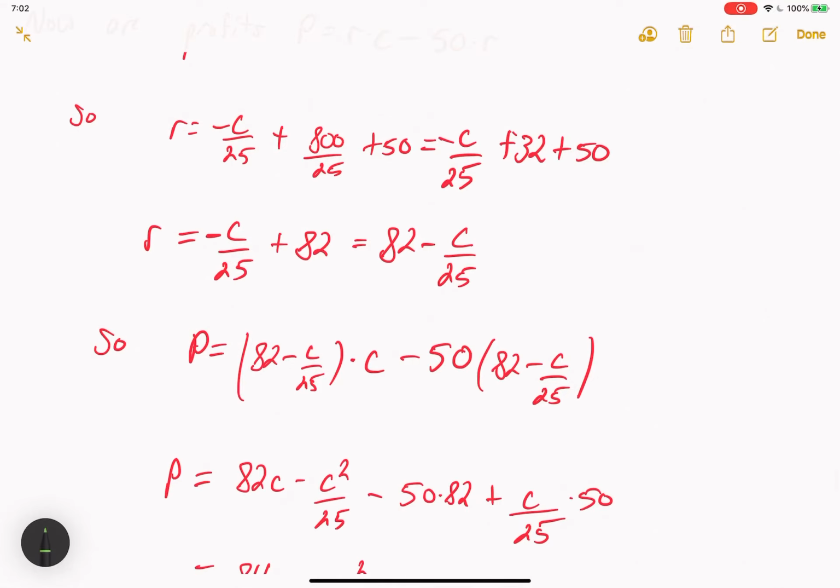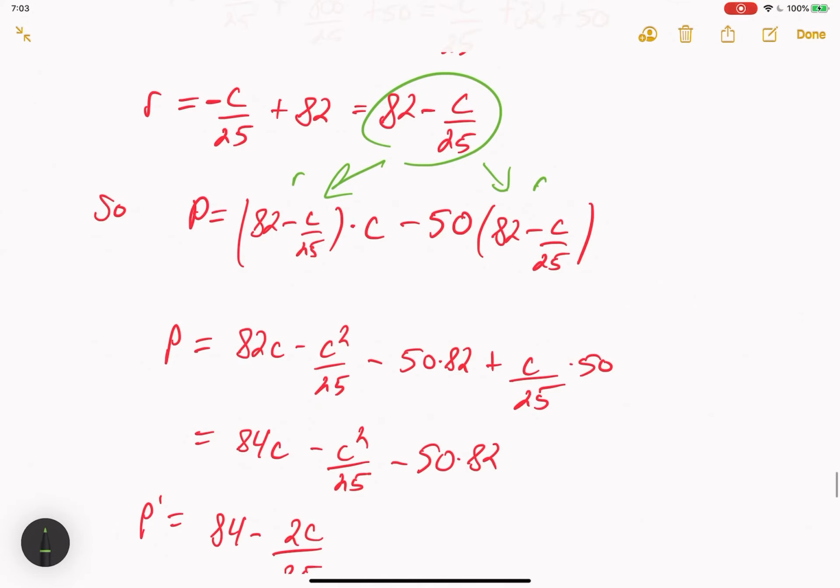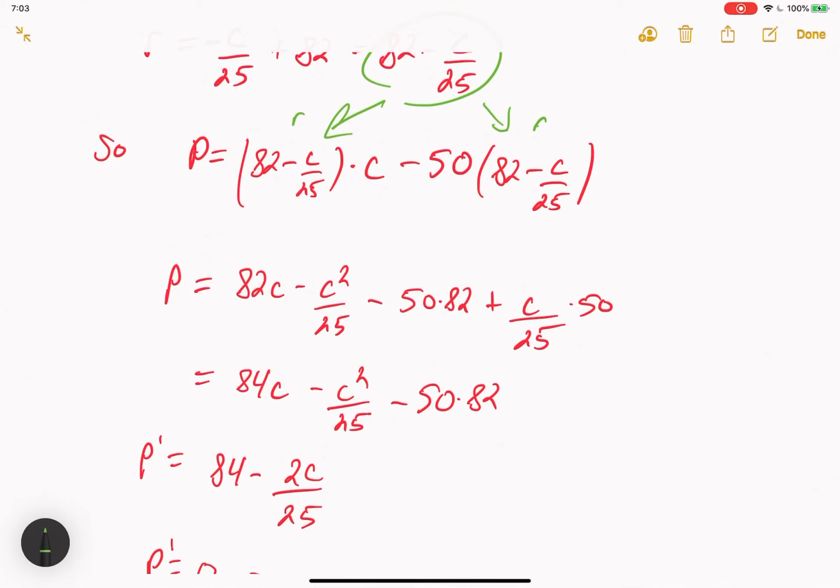And we had P is equal to R times C minus 50 times R. So what I did was just plug it in right there into the profit equation that we have. And then I just simplified. You just plugged and chugged, distributed the C, because typically whenever you want to take derivatives, you always want to simplify as much as possible. So P is equal to 82C minus C squared divided by 25, minus 50 times 82 plus C divided by 25 times 50, that's going to be times 2. Well, this will just be 2. Move that over here to get the 84. It doesn't matter. It's just algebra, really.